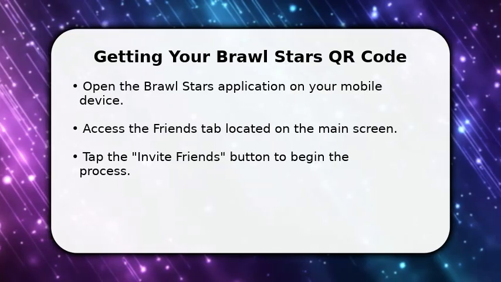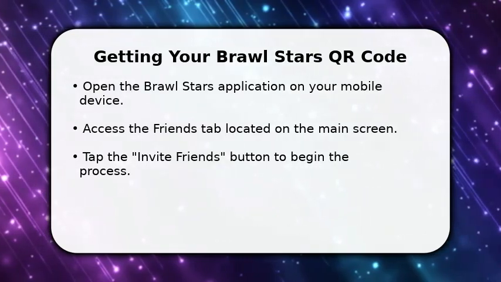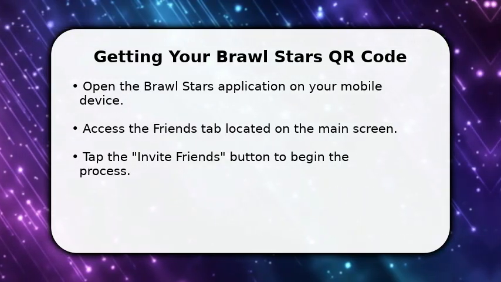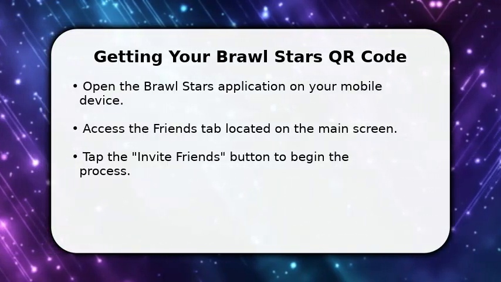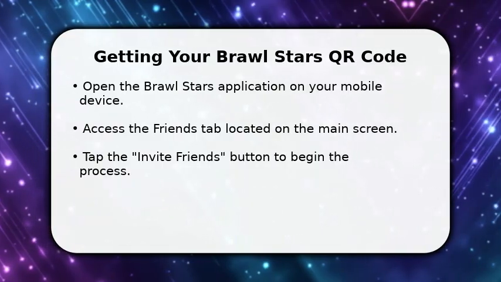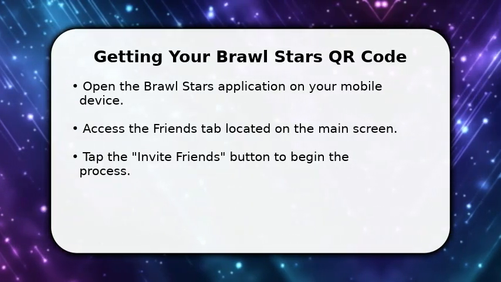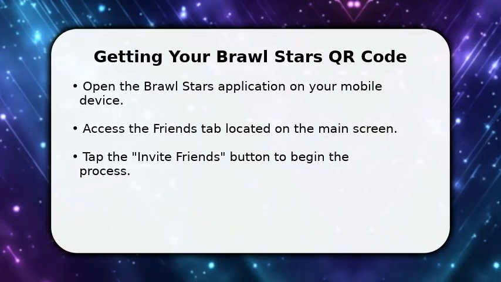In this video, I will explain how to get your Brawl Stars QR code. First, open the Brawl Stars application on your mobile device. Once inside, navigate to the Friends tab, which is usually found on the main screen. From there, you will need to tap on the Invite Friends button.